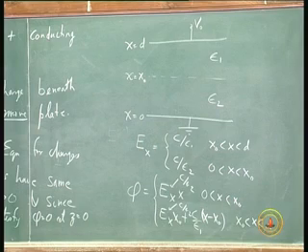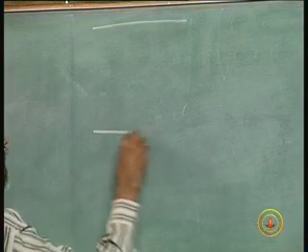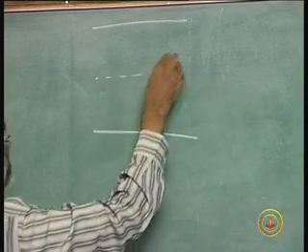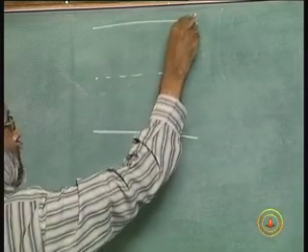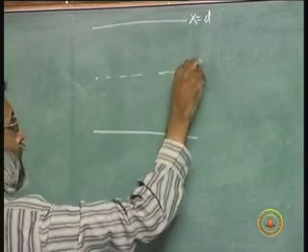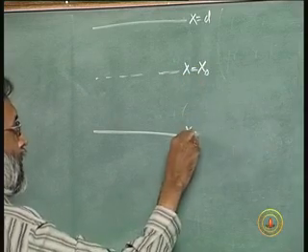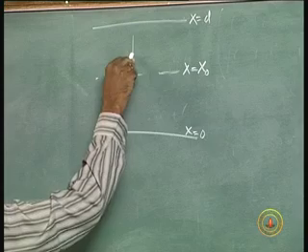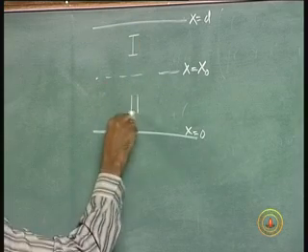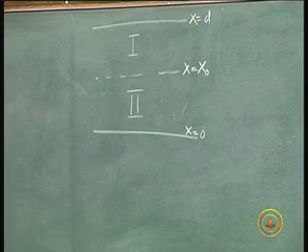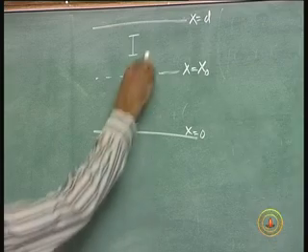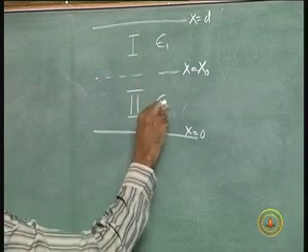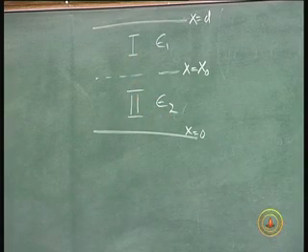What I will do is the following. I have my parallel plate capacitor. So, x equals d, x equals x naught, x equals 0, and I am going to label this region as region 1 and this region as region 2. This region has dielectric epsilon 1, this region has dielectric epsilon 2.